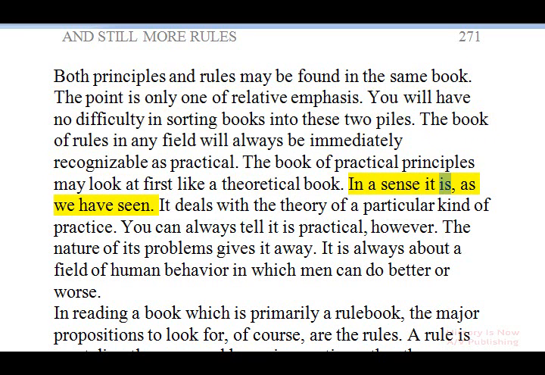In a sense it is, as we have seen. It deals with the theory of a particular kind of practice. You can always tell it is practical, however. The nature of its problems gives it away. It is always about a field of human behavior in which men can do better or worse.